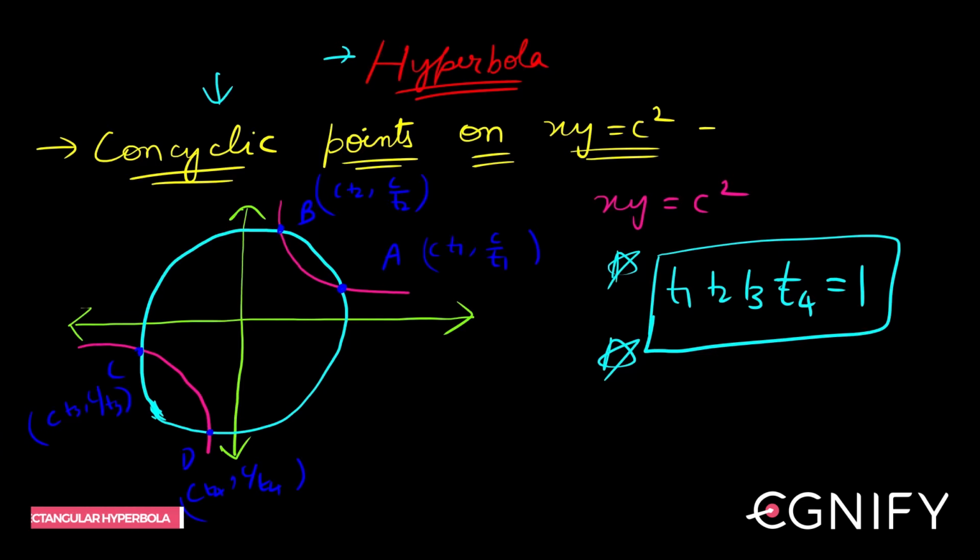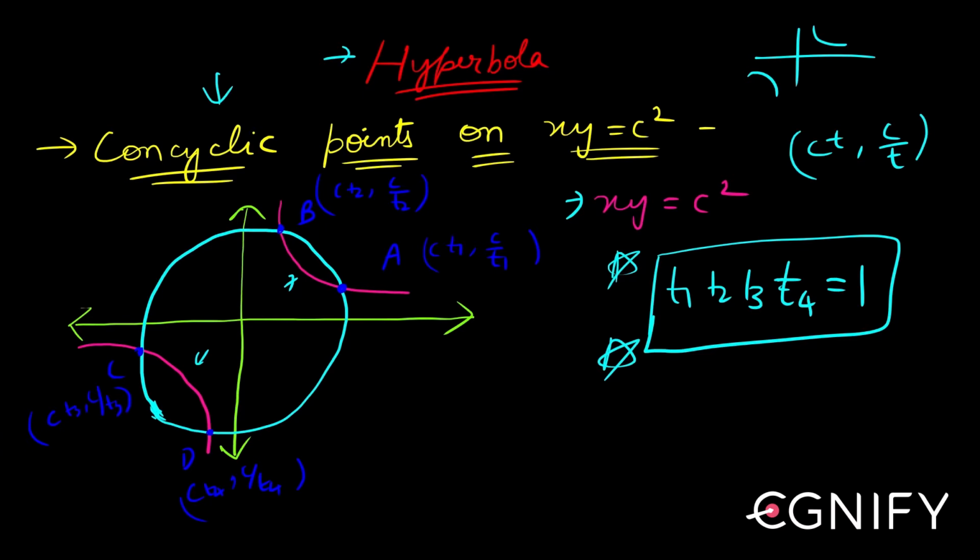So I have this hyperbola xy equal to c square. As you see, xy equal to c square looks like this, right? We've already seen that in the previous section. Any point on xy equal to c square can be represented as ct comma c by t in the parametric form. If I have a circle which cuts this xy equal to c square in 4 points A, B, C, D, as you can see, this circle is cutting the existing hyperbola in 4 points. Let the parameters of these 4 points be t1, t2, t3, t4.